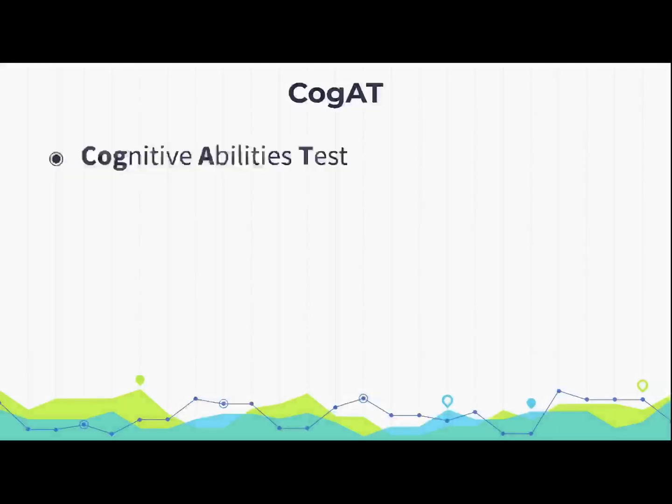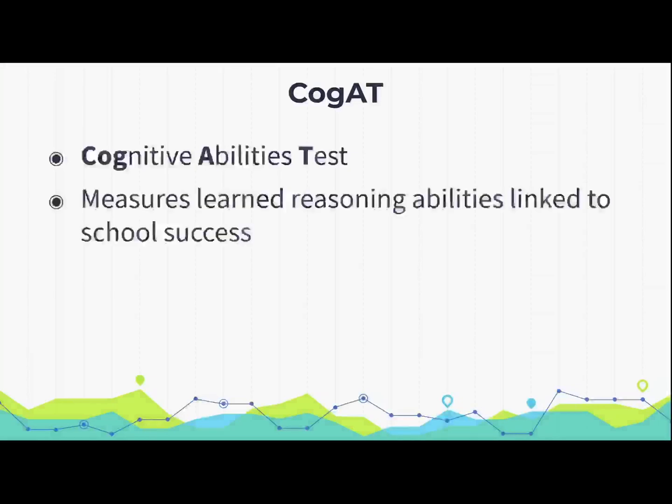CogAT is an abbreviated name for the Cognitive Abilities Test. It measures a student's reasoning and thinking abilities that are integral to school success. It is important to remember that CogAT is not an IQ test. Although its scores are reported in the same format as an IQ test, it is not a predictor of a student's IQ.